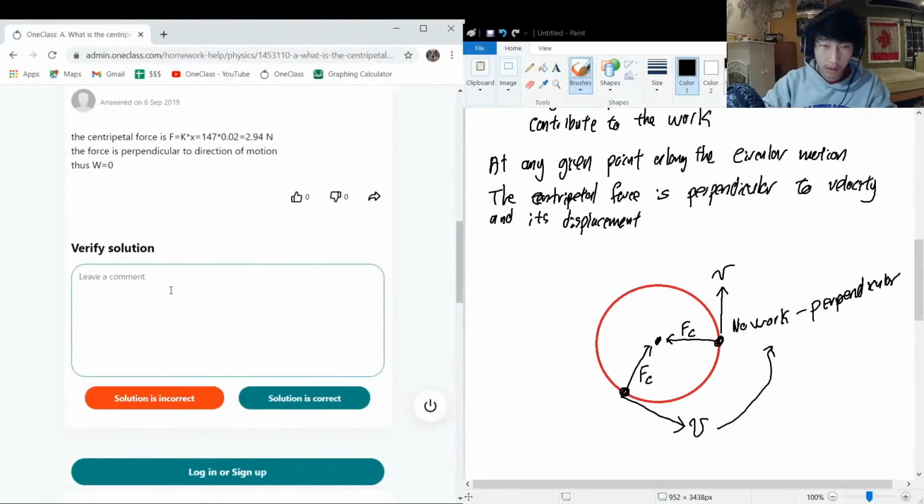Okay, so yeah, the above solution is good. Mention of how the centripetal force is facilitated by the spring only would be good.